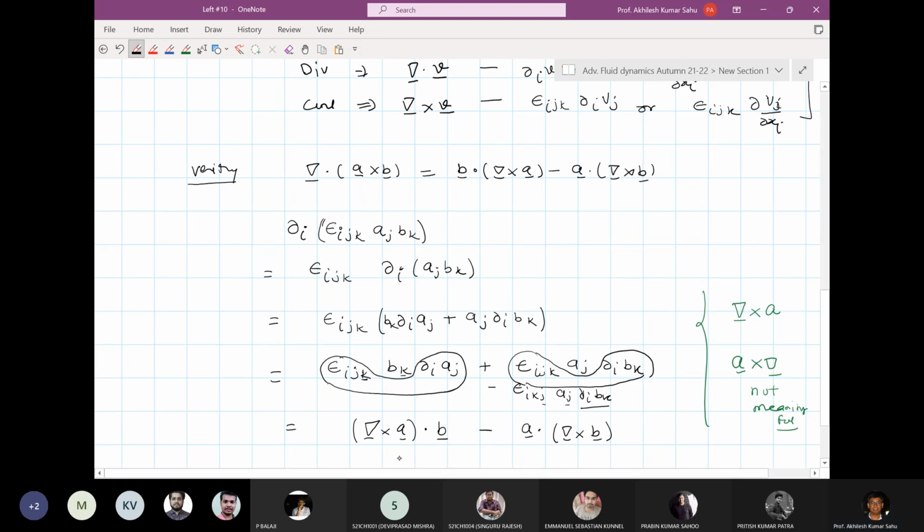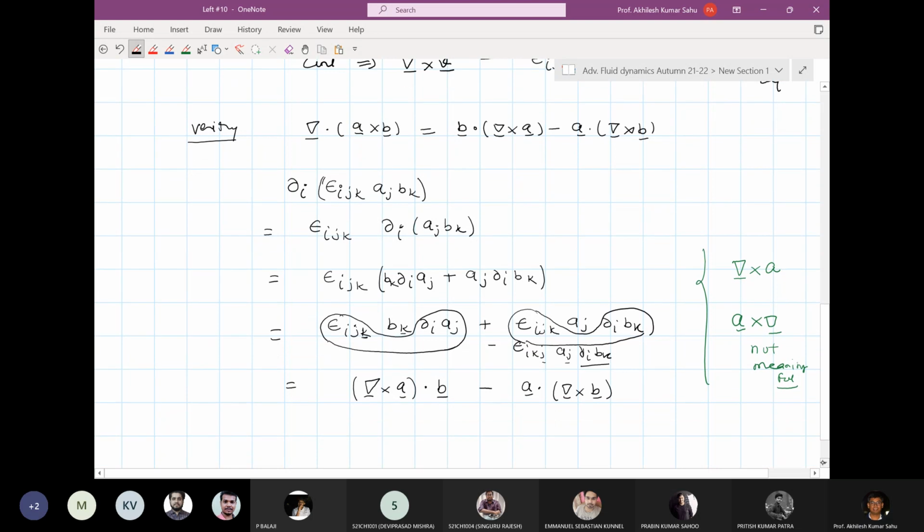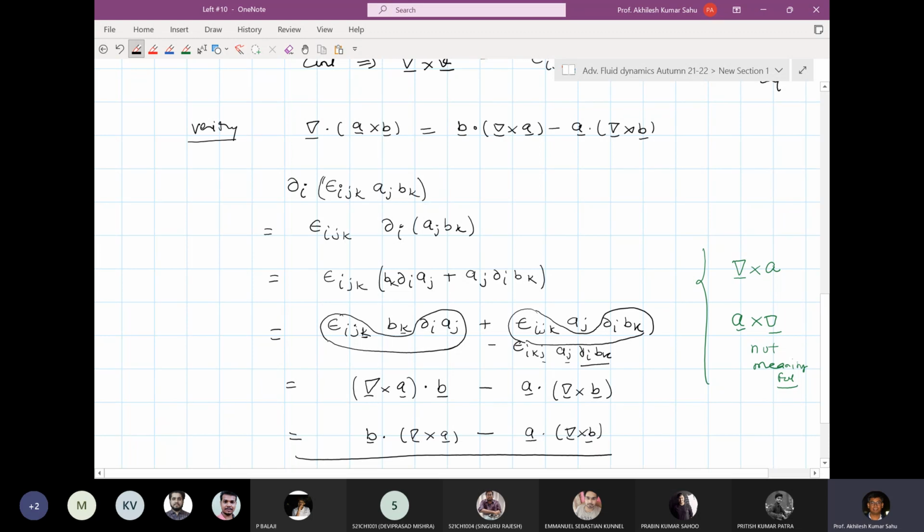So this I can write as b dot del cross a minus a dot del cross b, which is my right hand side. Is this clear?